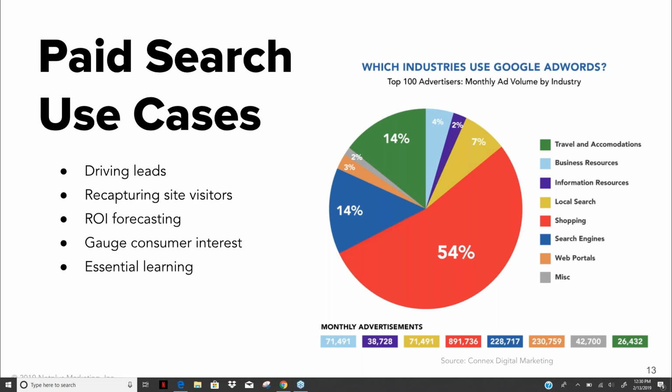And then essential learning, again, just being able to understand the user demographics that are interested in your products or services. Where are they located? How old are they? What are they doing when they get to the site? All of this not only informs paid search, but can inform your business as a whole.